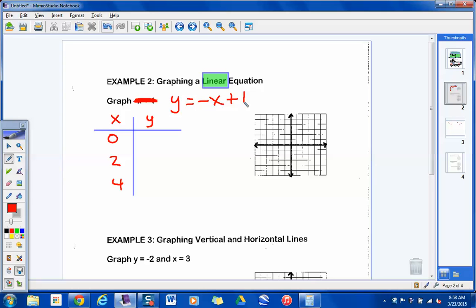How many x is this? This is really negative how many x? 1. It's negative 1x, isn't it? Or negative 1 times x. Would you agree with that?